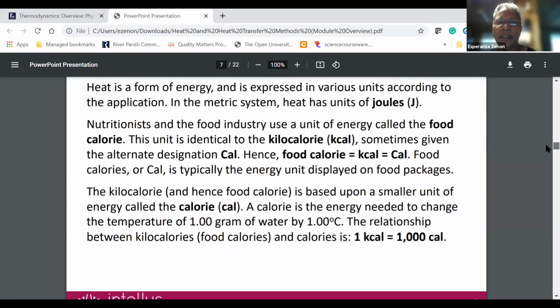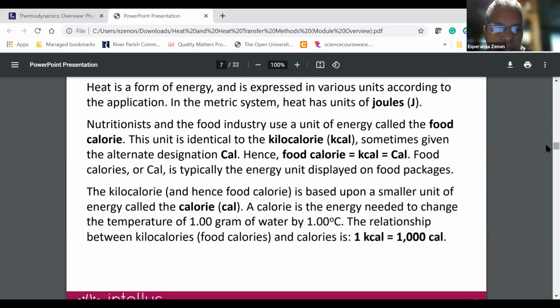So they're talking about here, in the metric system or the SI system, the unit for heat is joules. They talk about the relationship between this and the food calories that we sometimes focus on. Calorie is another unit for heat, and that's related to a food calorie. So 1 calorie is equivalent to a food calorie, kilocalorie, right? And so 1 kilocalorie is 1,000 calories.